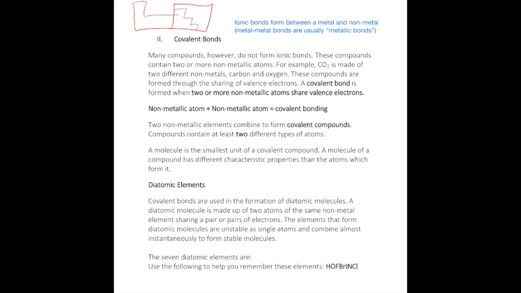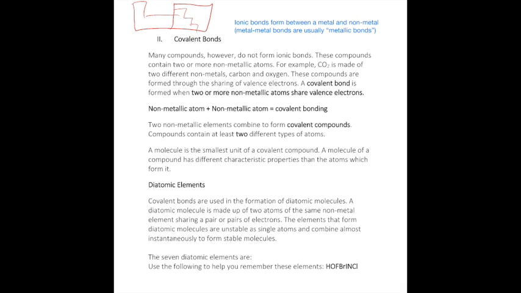Anything that's above the staircase is definitely a non-metal, and I will typically choose for you to do the naming of the same types of compounds all the time. So I will choose ones that are pretty straightforward, hopefully. So two non-metallic elements combining to form covalent compounds, the compound contains at least two different types of atoms. A molecule is the smallest unit of a covalent compound.